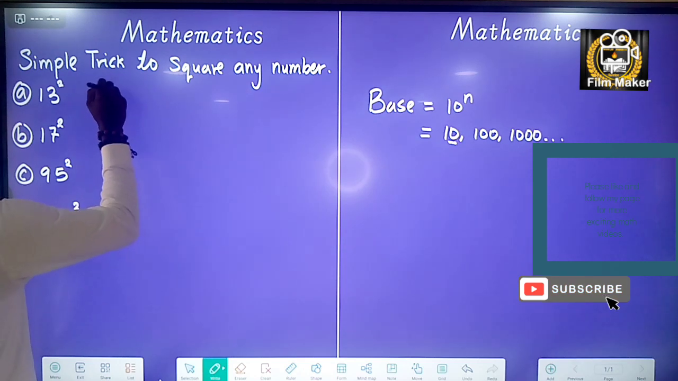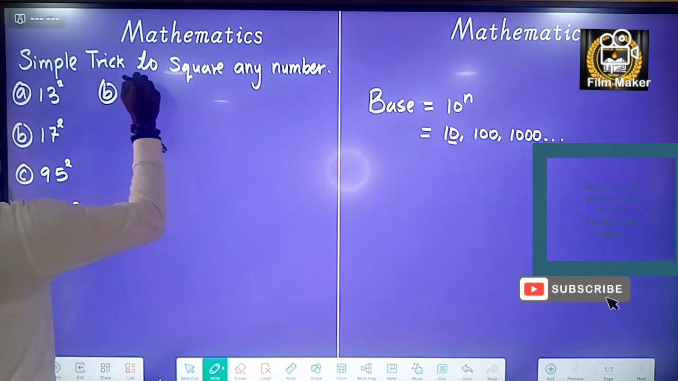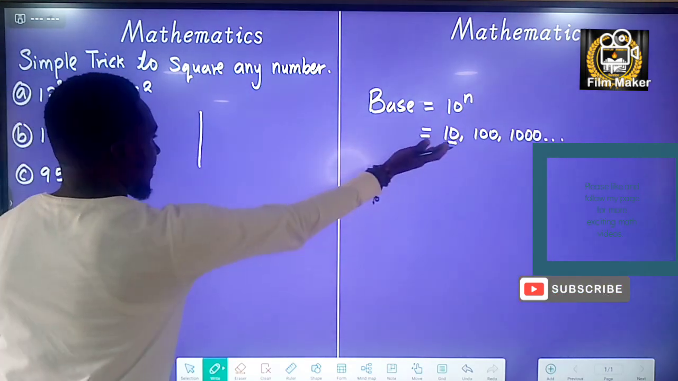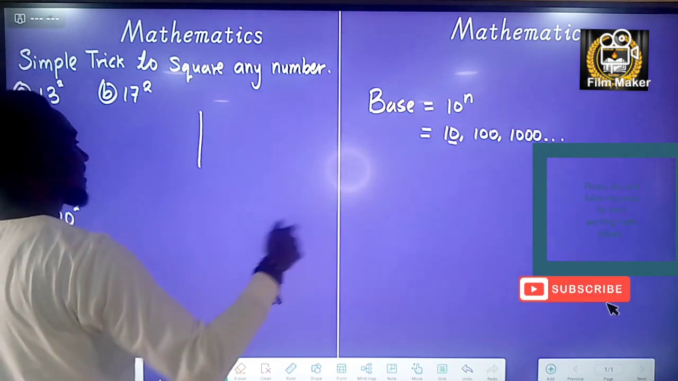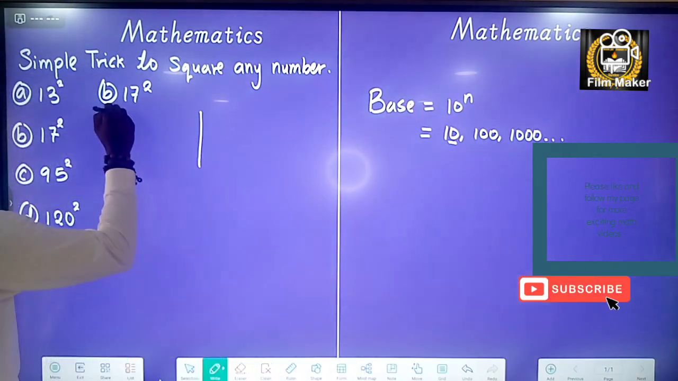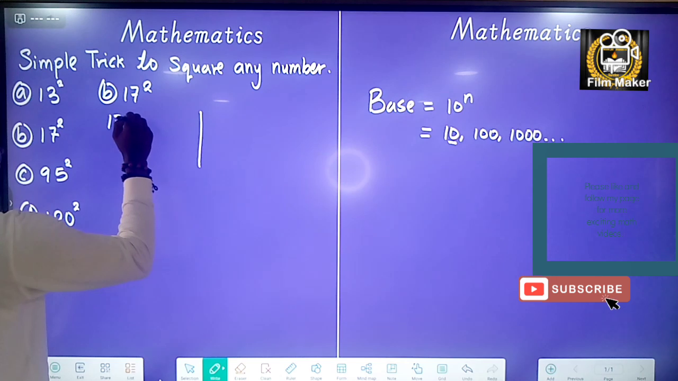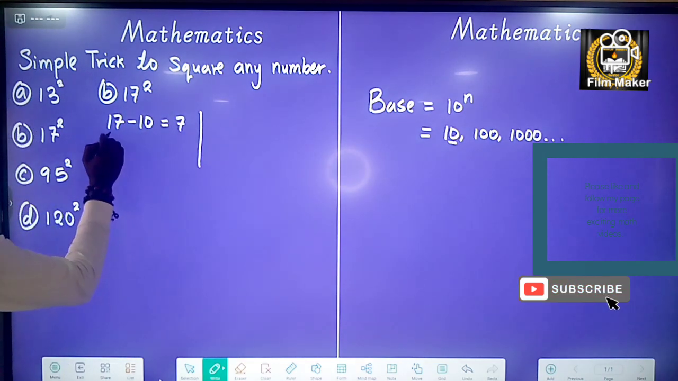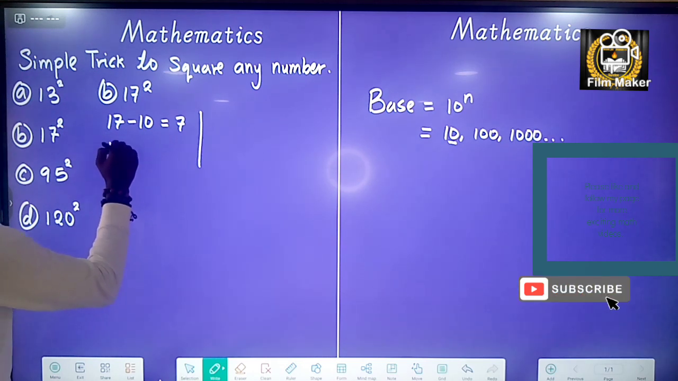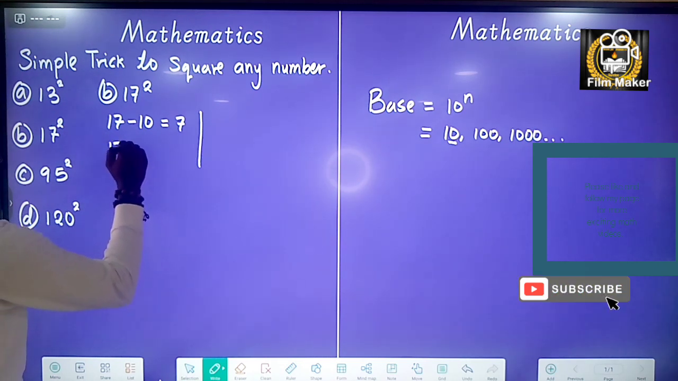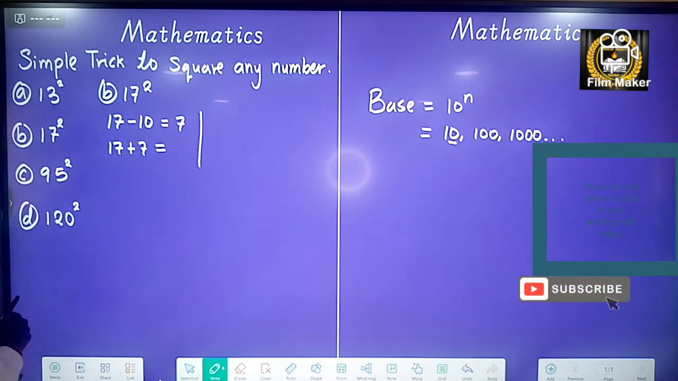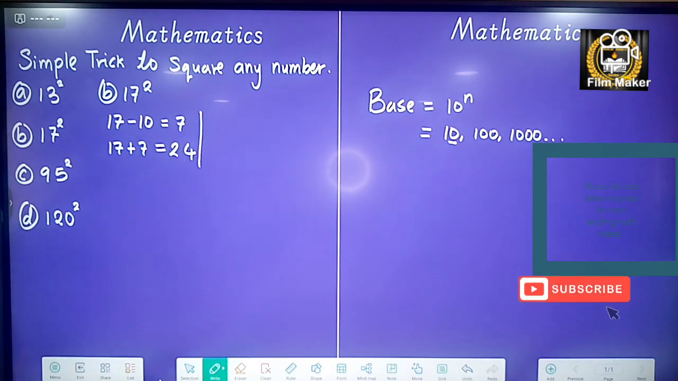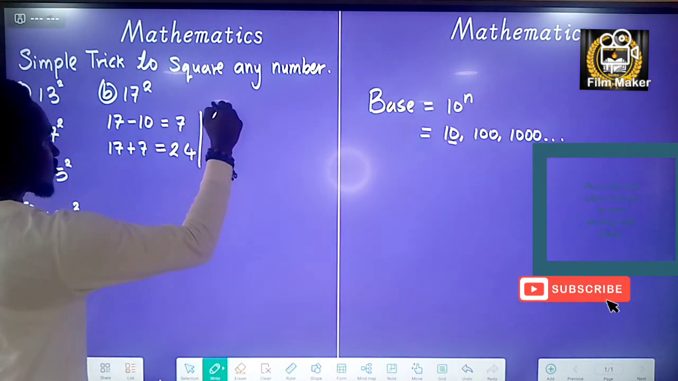The next thing I have here is 17 squared. So I should still split it into 2 parts. Now the base is 10 because 17 is very close to 10 and it is to 100. Now I have 17, and the difference is 7. Now I should add the difference to the number given to me. The number given to me was 17, and the difference is 7. Add it. 7 plus 7 is 14. So write 4, carry 1, and 1 plus 1 is 2, 24. Now to my right hand part, I am squaring the difference.